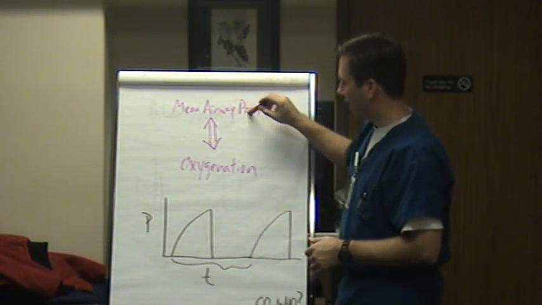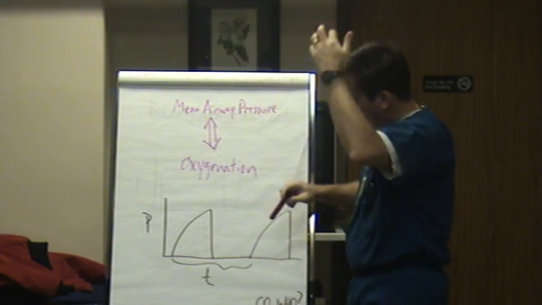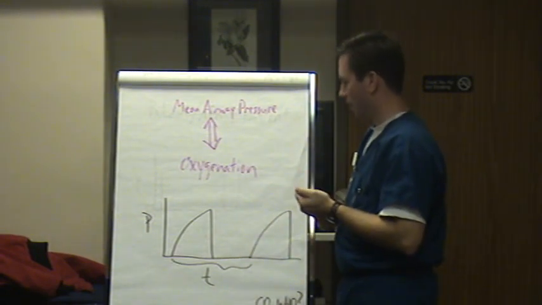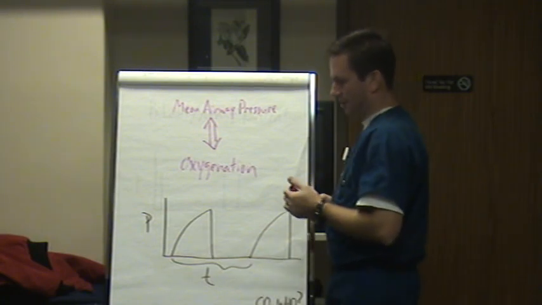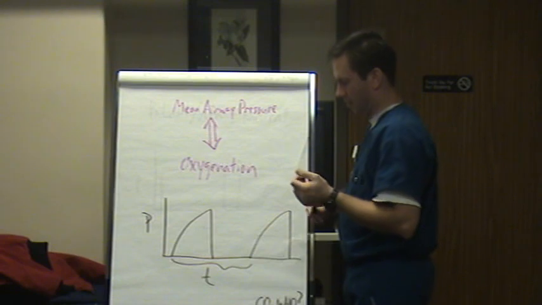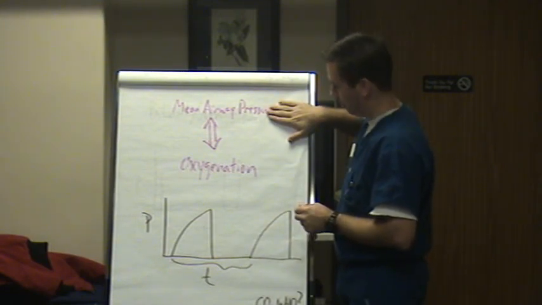One last term to talk about, then we'll talk about bi-level and APRV. One term you need to know is mean airway pressure, because anytime someone brings a blood gas back to you and you don't know what to do to help the patient oxygenate better, it is to increase the mean airway pressure. That's how you fix patients with low PO2s.